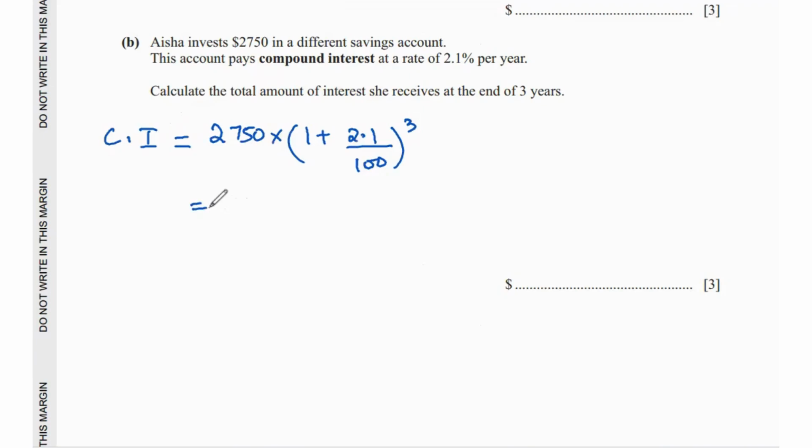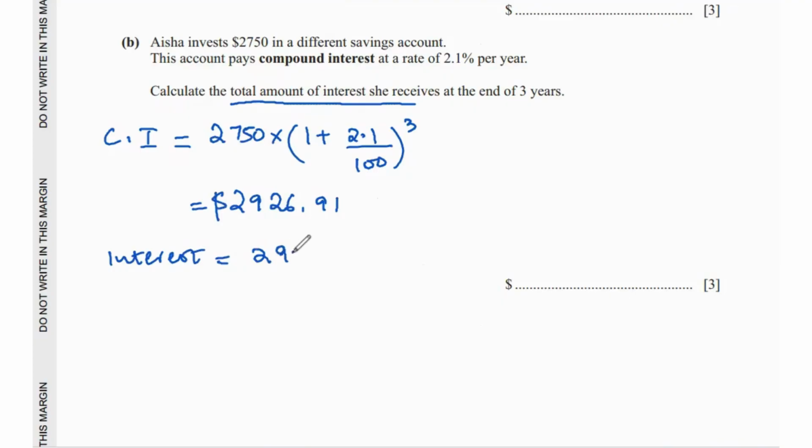Plug this in the calculator. That's $2,926.91. So the question says that they want to know the total amount of interest she's received. So for the interest, we will subtract this value from the initial value, because as I said, the compound interest formula gives us the final value of the investment, whereas the simple interest formula gives us the interest that has been earned during the given time period.